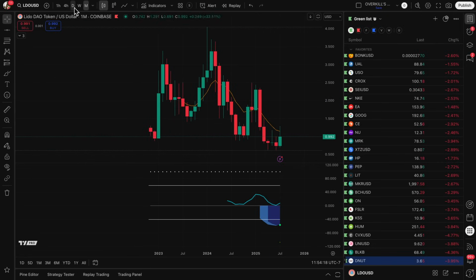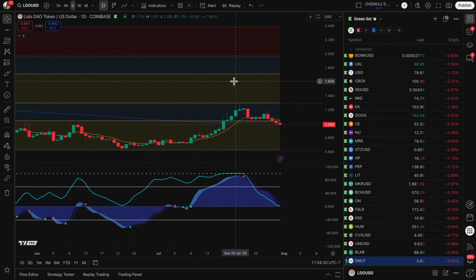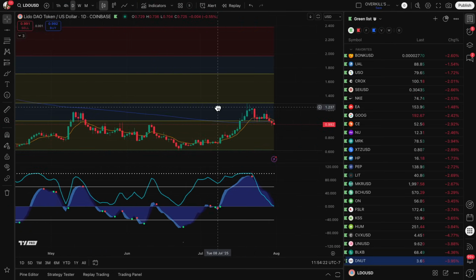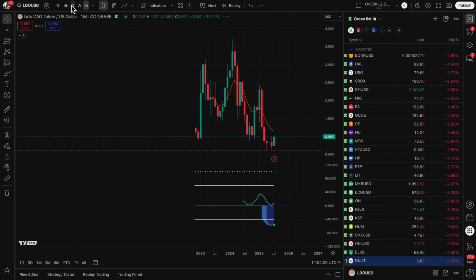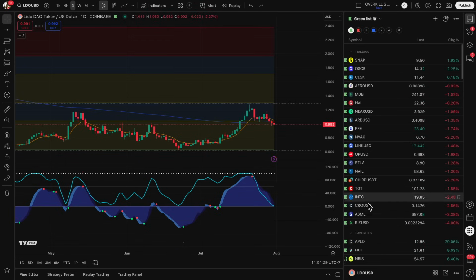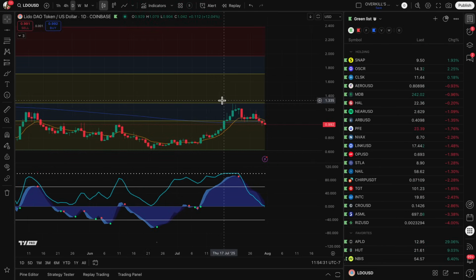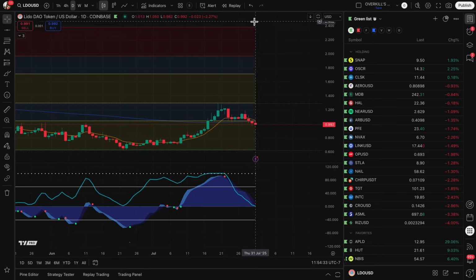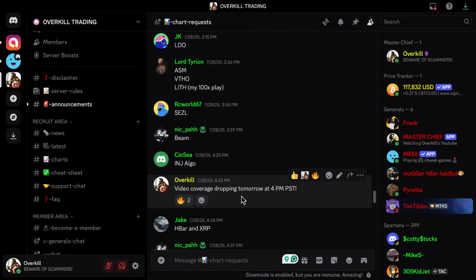LDO is green on the monthly. That looks good. I don't know why that one's still on the red list, but we should be looking for green dots to add that one on the daily now that we have the monthly. But that is another Ethereum name like OP and also like ARB. That looks very interesting. Target on that would be up there around 250.